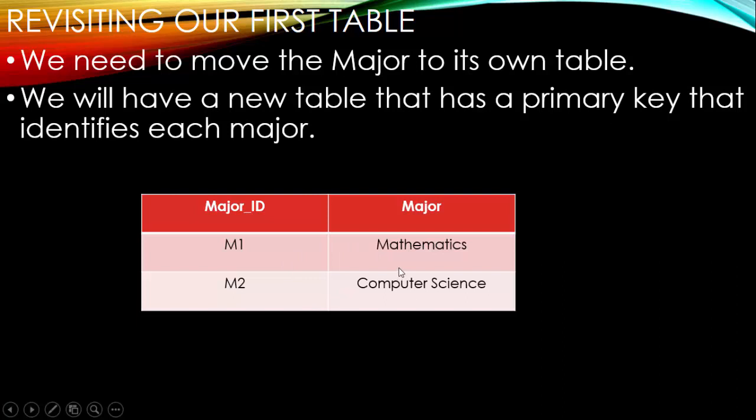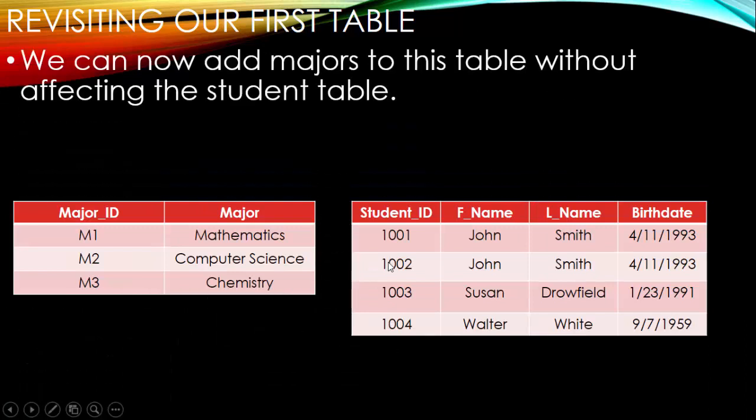If I want to change mathematics to math, I only need to do one update because M1 corresponds to mathematics or math if I choose to change it. Now, we can add majors to this table without affecting the student table. I can add another major. I don't have to go through and worry about the student table at all.